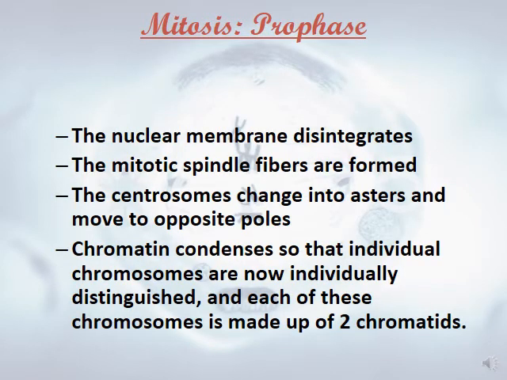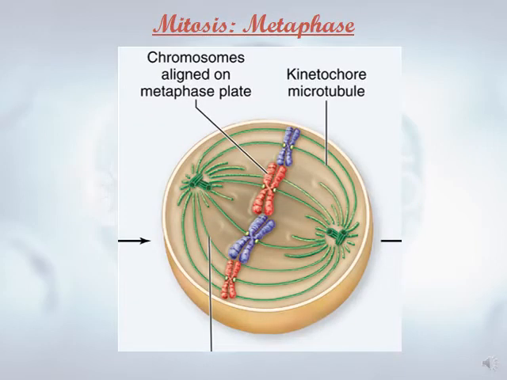These are the different events during mitosis. The nuclear membrane disintegrates, mitotic spindle fibers are formed, the centrosomes change into asters and move to the opposite poles. Chromatin condenses, so that individual chromosomes are now distinguished, and each chromosome is made up of 2 chromatids. Next, we have metaphase.